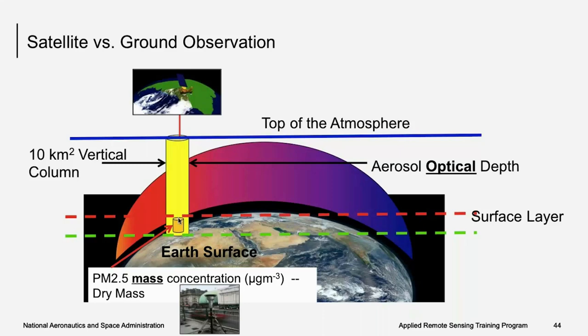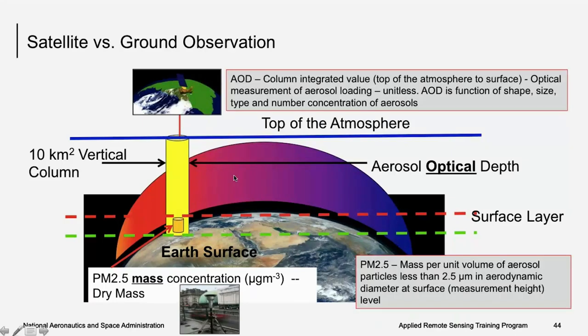Again, some of the differences and similarities between AOD and PM2.5, as we have been discussing: AOD is a column integrated value, PM2.5 is near the surface. AOD is a unitless quantity, PM2.5 is represented in microgram per cubic meter. AOD is a function of size, type, and number concentration of aerosols, and it represents all kinds of aerosol present in the atmosphere, whereas PM2.5 only represents particles less than 2.5 micrometer in aerodynamic diameter. Aerosol optical depth is represented for a specific wavelength, whereas PM2.5 is just a physical mass concentration. So there are several differences between these two quantities.